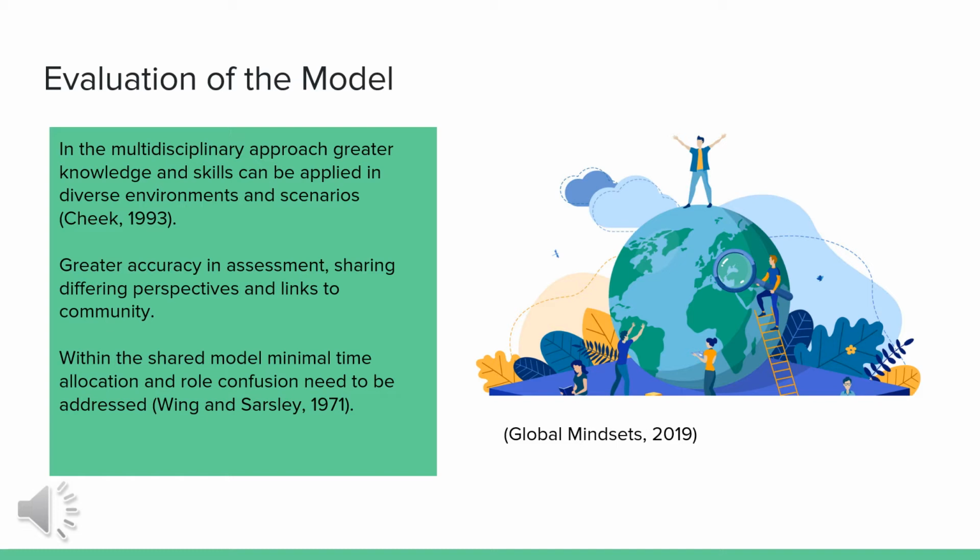Van Dijk, 1998, supports the notion that the relationship between cognition, society, and collaboration is celebrated in the shared model, where greater knowledge and skills can be applied in diverse environments and scenarios. However, insufficient input from team members and lack of clarity can poke holes in the shared model. Moving away from the traditional one-size-fits-all approach allows students to be a part of the decision-making processes.